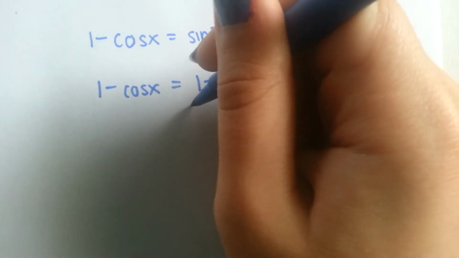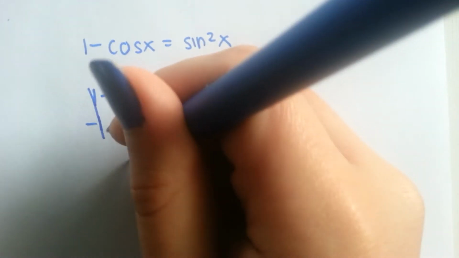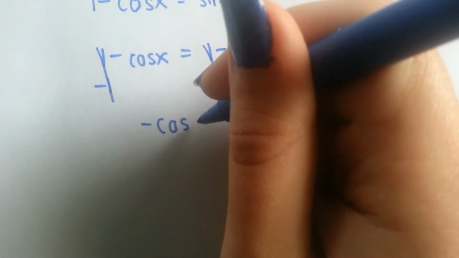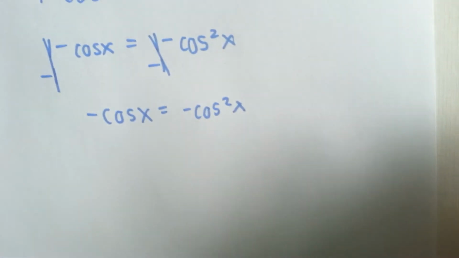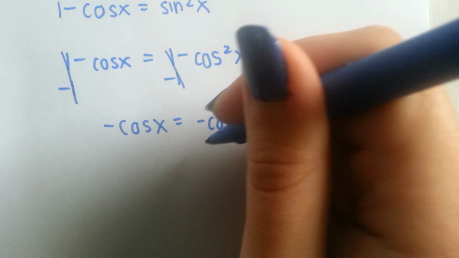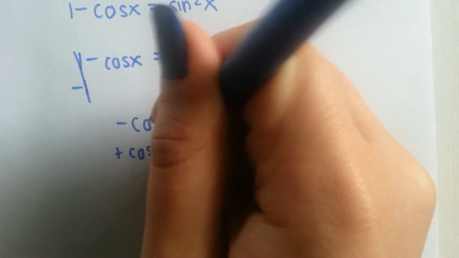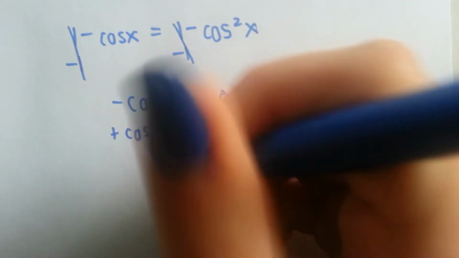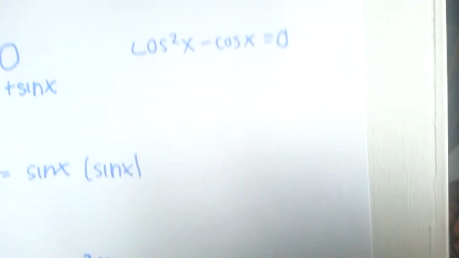So now it's going to look like this. So now we're going to move all of this to one side. So first we're going to subtract 1 from both sides. This cancels and this cancels. So that leaves us with negative cosine x equals negative cosine squared x. And so our cosine squared x is negative, we're going to add it to this side. So we're going to add cosine squared x to both sides. So this cancels, and that leaves us with cosine squared x minus cosine x is equal to 0.